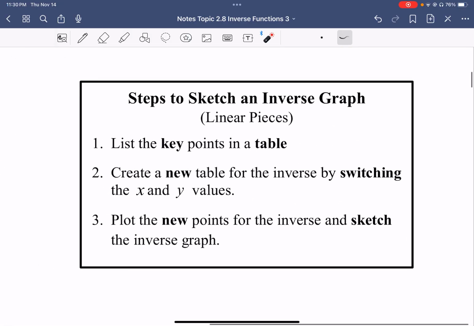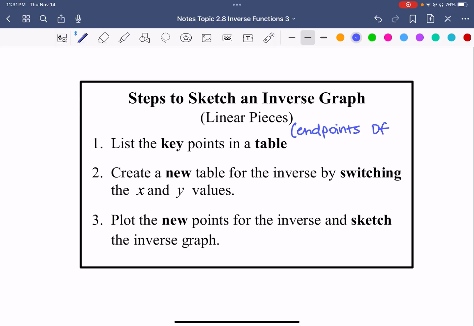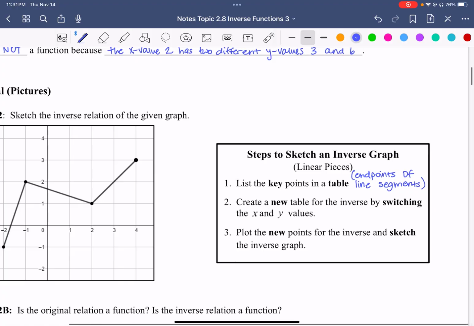The first thing you're going to do is list the key points in a table. And the key points are the endpoints of each line segment. Then you're going to create a new table for the inverse by switching the x and the y values. And then you can plot the new points for the inverse and sketch the inverse graph.